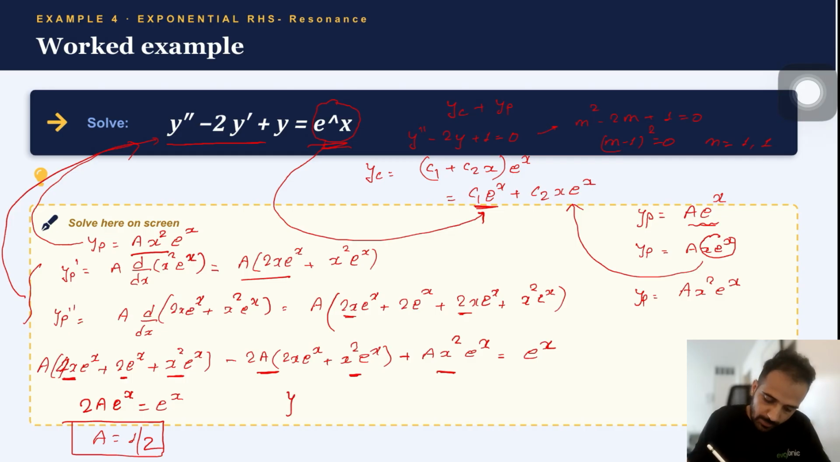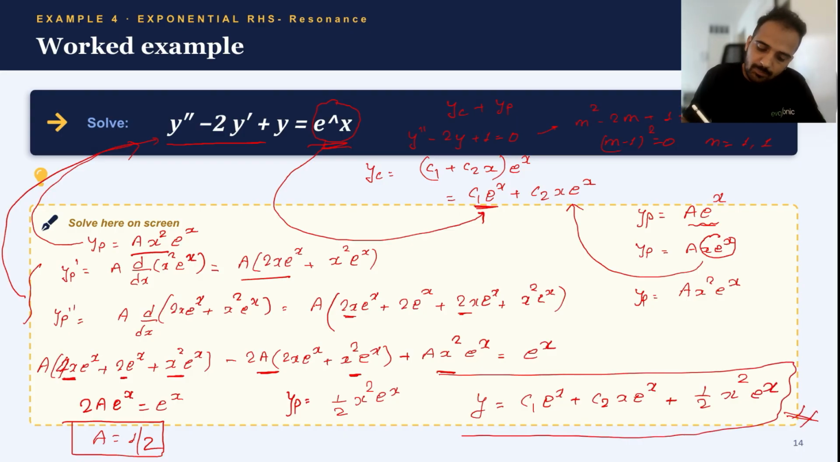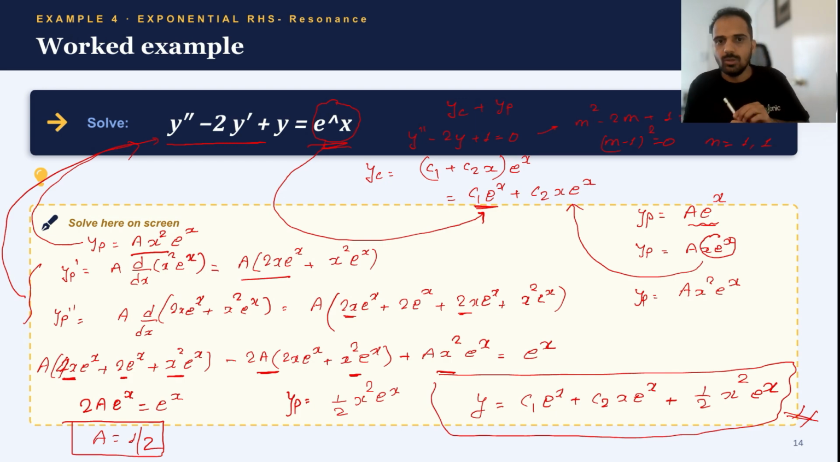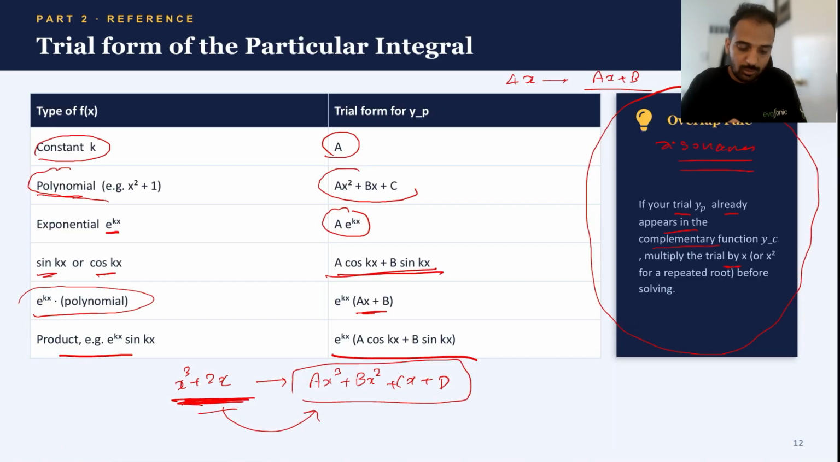So now your yp is 1 over 2 x squared e^x, and your final solution is c1 e^x plus c2 x e^x plus 1 over 2 x squared e^x. This is your final solution, and this is the case of resonance, or the overlap rule, and you have to be careful here. I think I will stop here for the non-homogeneous part.